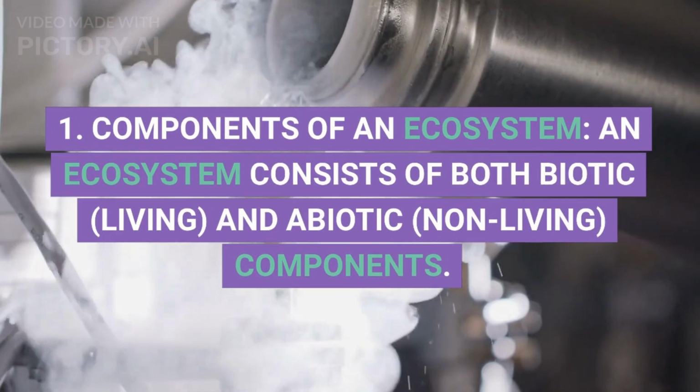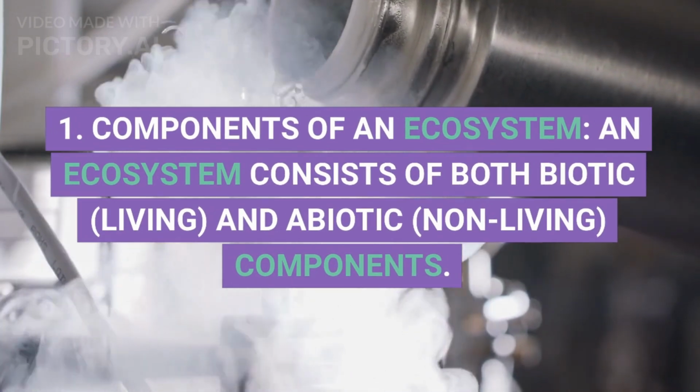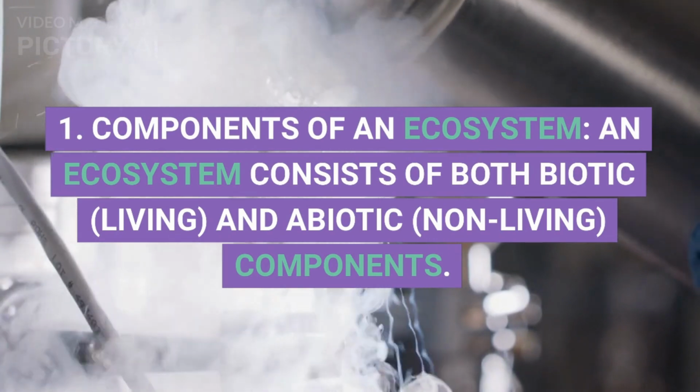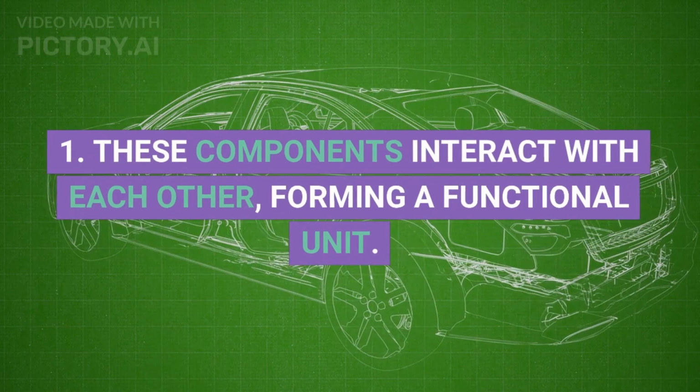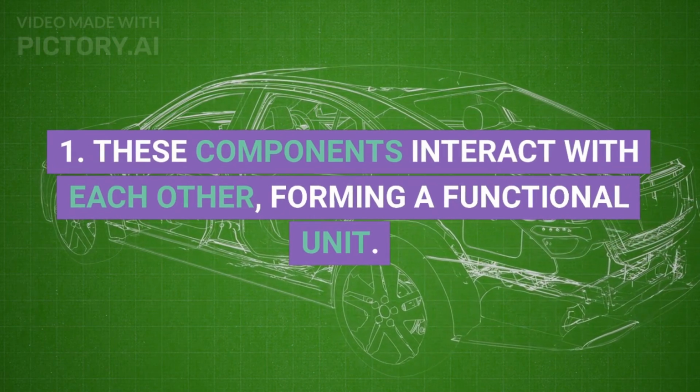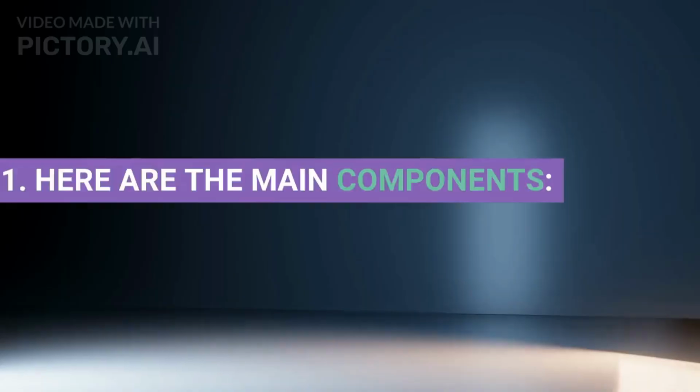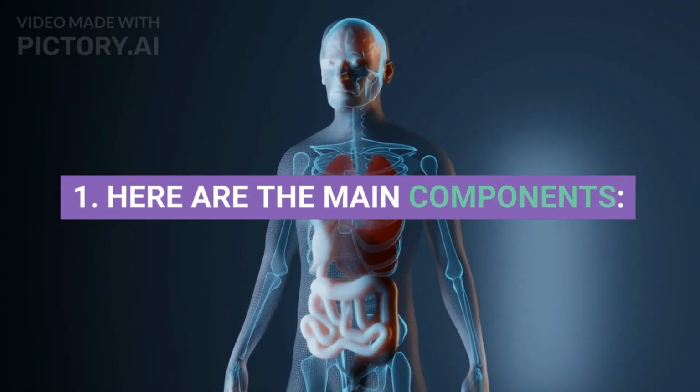3. Components of an ecosystem. An ecosystem consists of both biotic, living, and abiotic, non-living, components. These components interact with each other, forming a functional unit. Here are the main components.